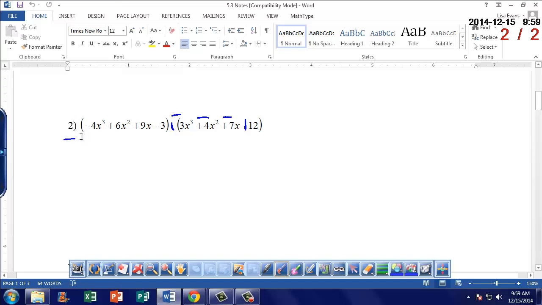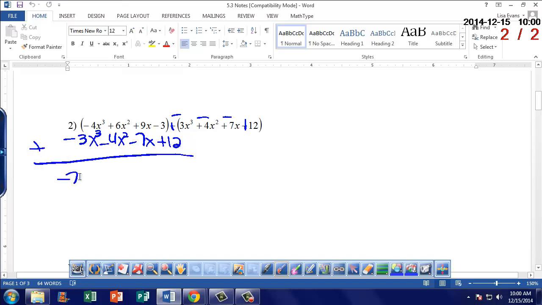So my negative 3x cubed is going to go here. My negative 4x squared will go here. My negative 7x, and then my positive 12. Then I'm going to go ahead and add in columns. So I get negative 7x cubed, 2x squared, 2x, and 9. It is in descending order, so I'm all set.